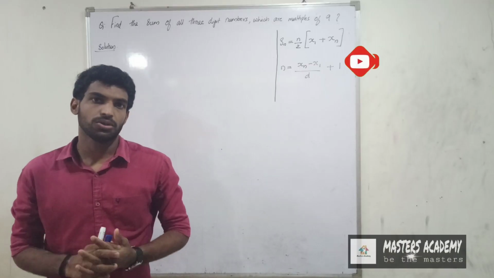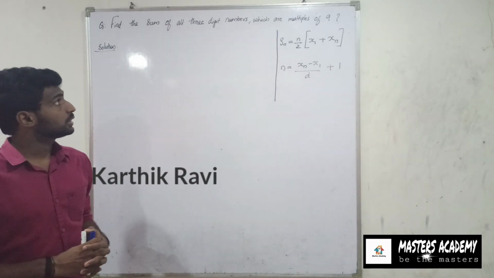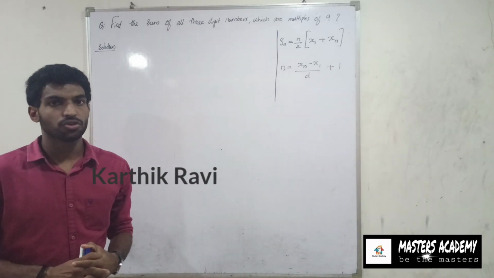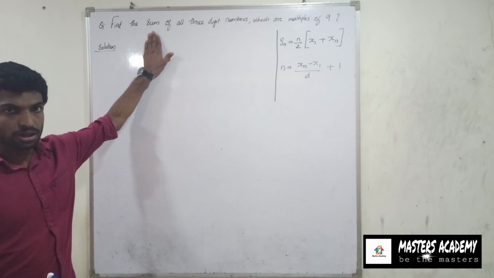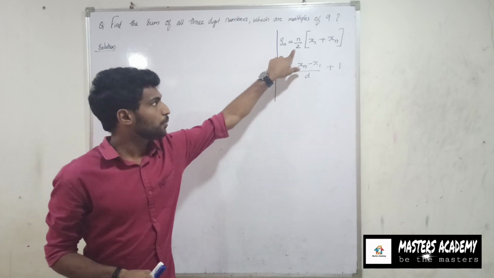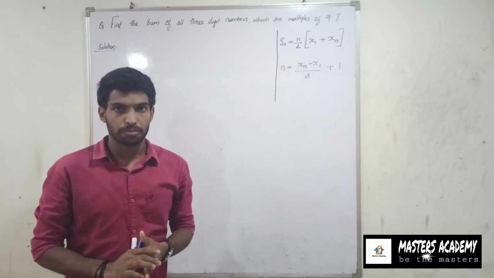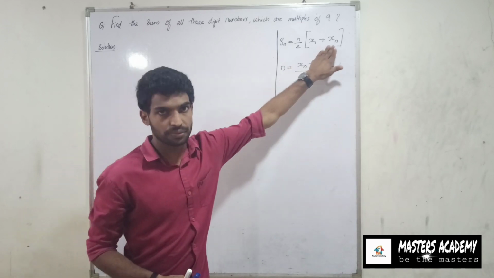Moving on to another question of the textbook. So listen carefully. Find the sum of all 3-digit numbers which are multiples of 9. Here also we have to find the sum. We know that there are two equations for sum. First one is n by 2 into (2f plus (n minus 1) into d), and the second equation is n by 2 into (x1 plus xn).